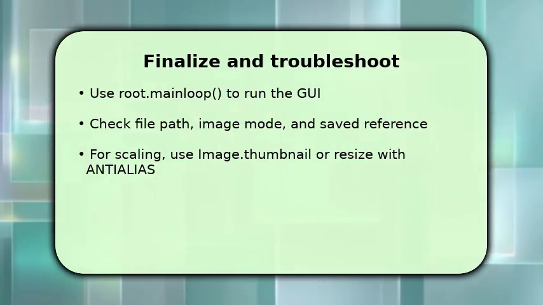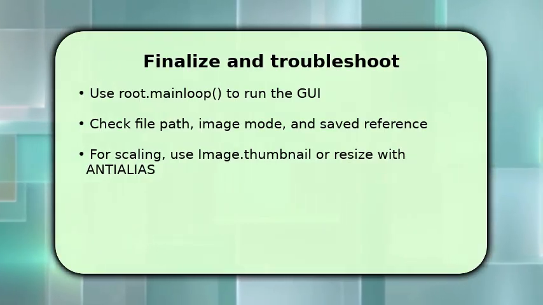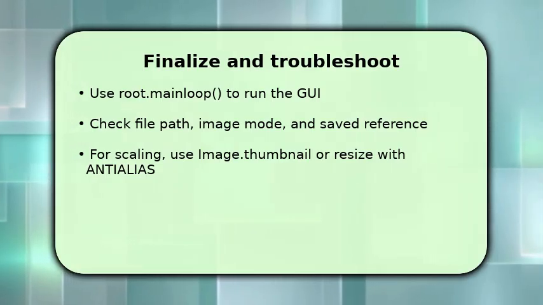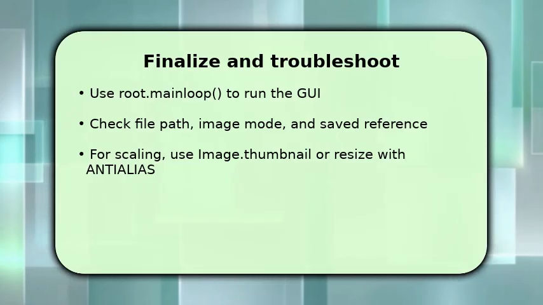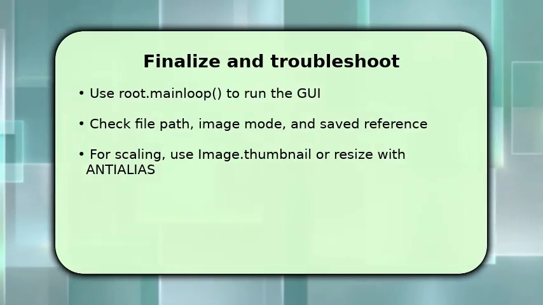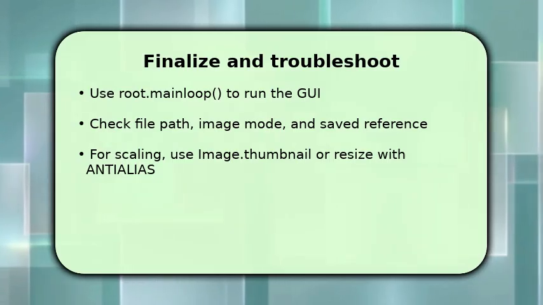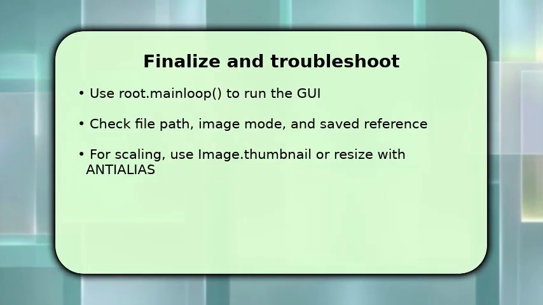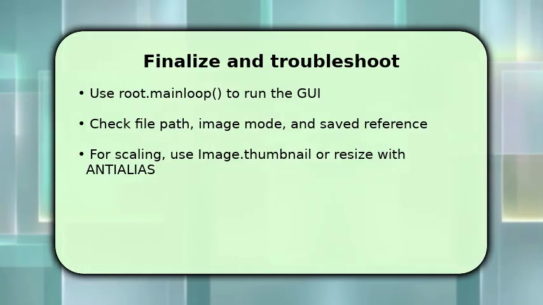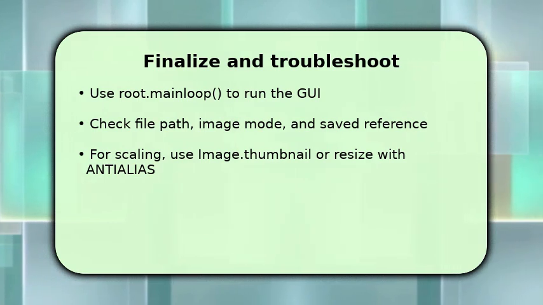If the image doesn't appear, first verify the path and file format, then confirm you converted to ImageTk.PhotoImage and retained a reference. Also check image.mode, and convert modes if needed. If you need consistent display size, use image.thumbnail or resize before conversion. One key troubleshooting tip: if the image blinks or vanishes, it usually means the PhotoImage object was garbage collected. Store it on the widget or in a variable.